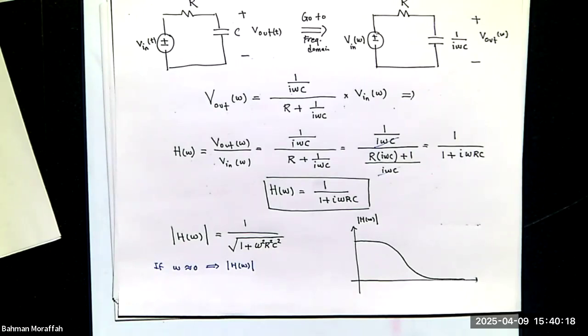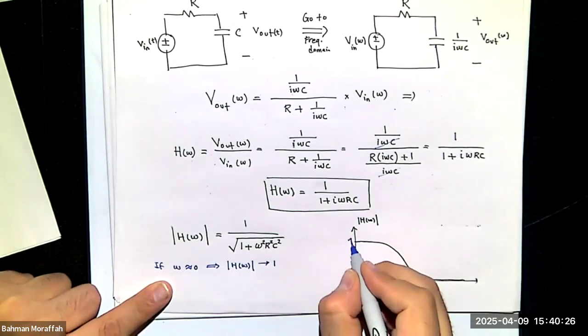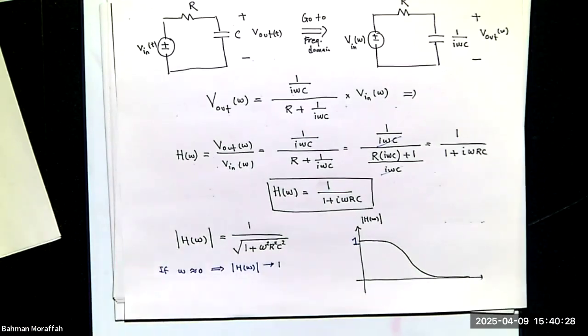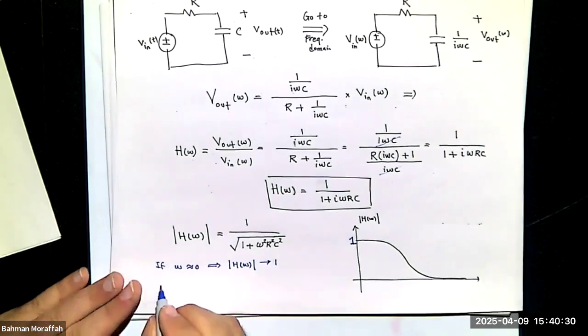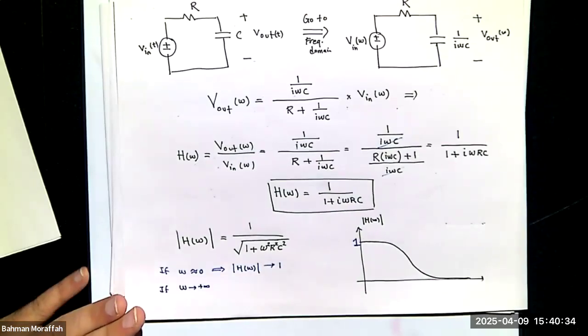I just need to plug 0 here, right? So it's around 1. So for very low frequencies, this approaches 1. So over here, I have a 1, right? What happens if omega approaches infinity?